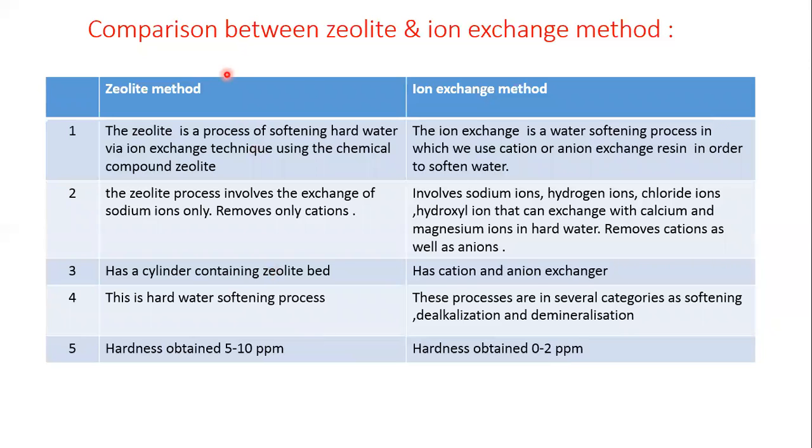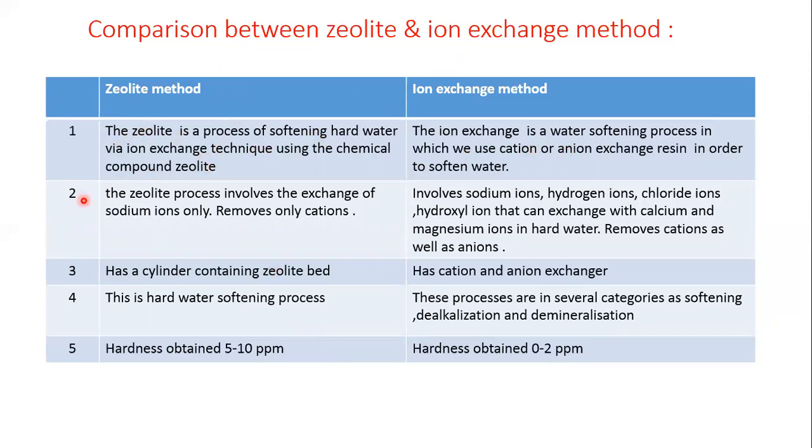And finally, we will compare the zeolite and the ion exchange method. First point: zeolite is a softening process where we use a chemical compound as a softener, that is zeolite. While the ion exchange method is a water softening process where we use cation exchange resin and anion exchange resin as a softener.